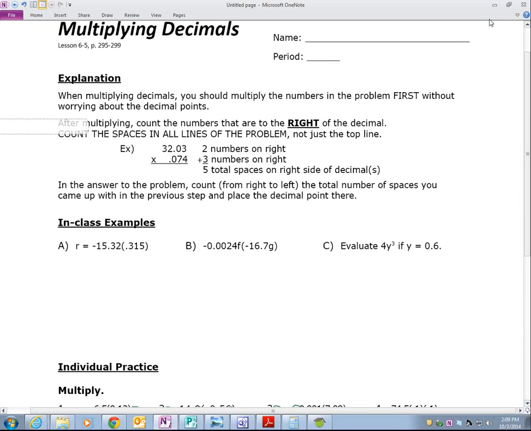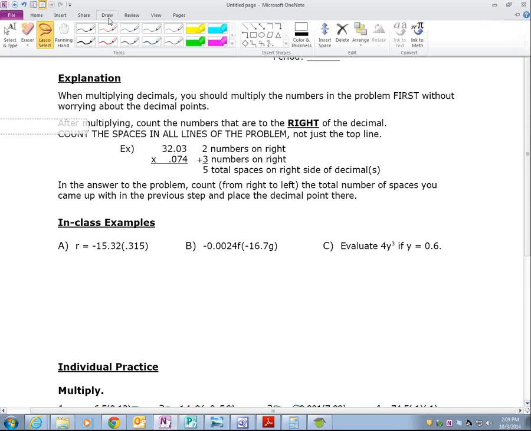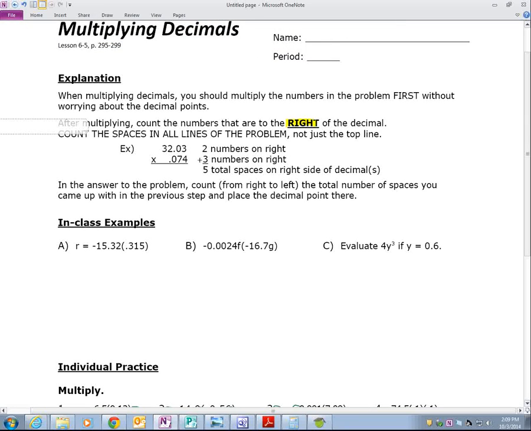So after you multiply, what you're going to do is you're going to count the numbers that are to the right of the decimal point. Count the spaces in the lines, in all the lines of the problem, not just the top line. So what people often do is they just do that one, 32.03, and you count those decimals. No, we have to combine them all.